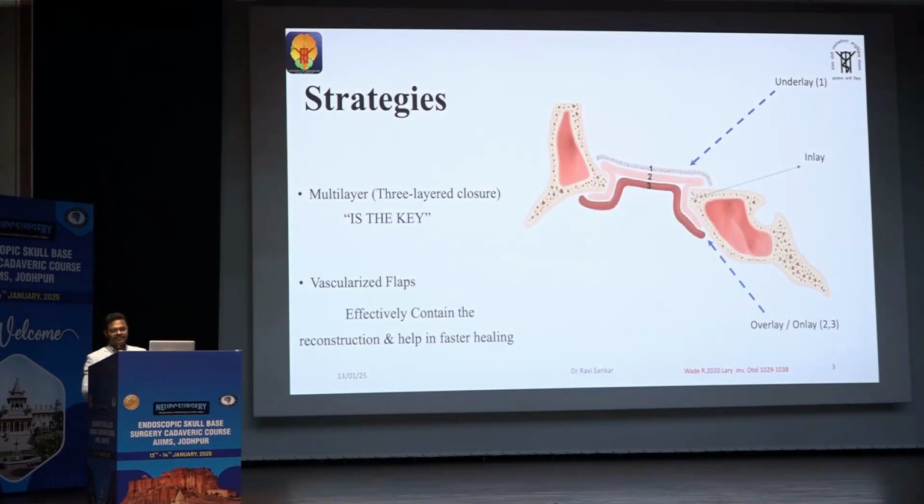The techniques, again, I told you, usually we use multi-layer techniques. Again, some prefer solid reconstruction, some may not. But always we go for multi-layer closures. Usually we use fascia, fat, and in high flow leaks, we will go for the Hadad flaps. So multi-layer is the key to success in a high flow CSF leak.